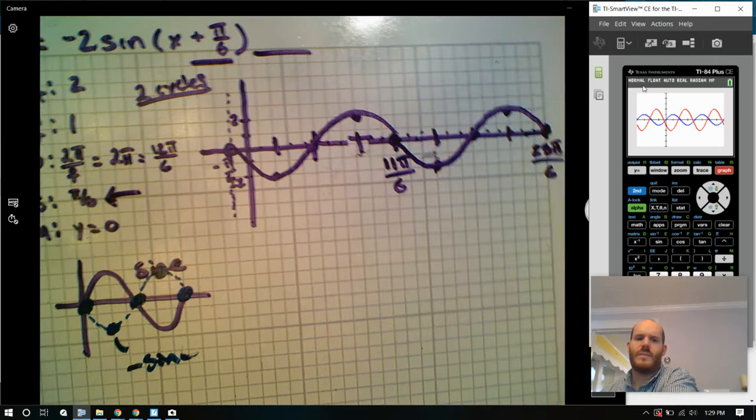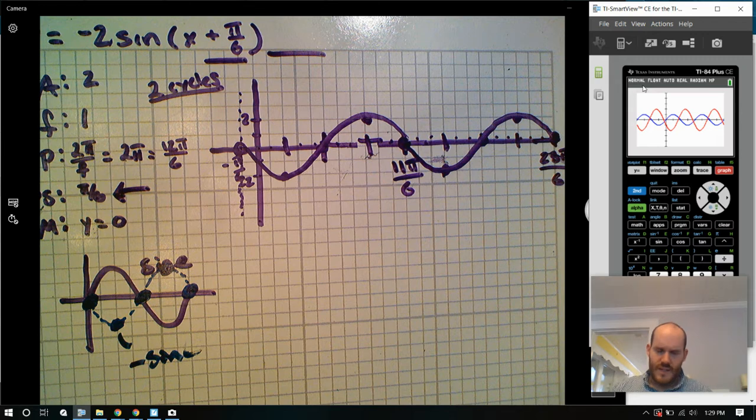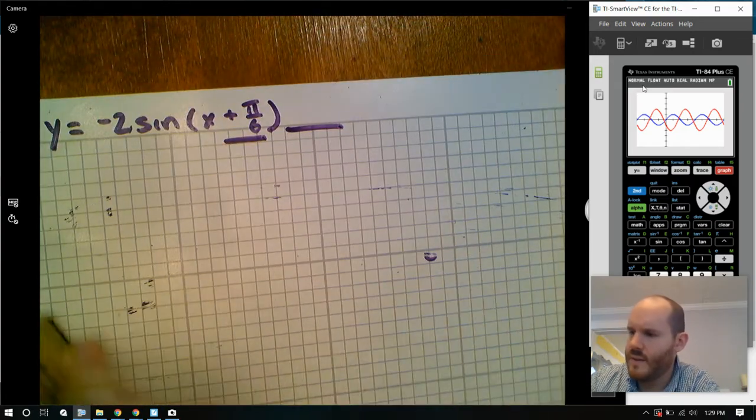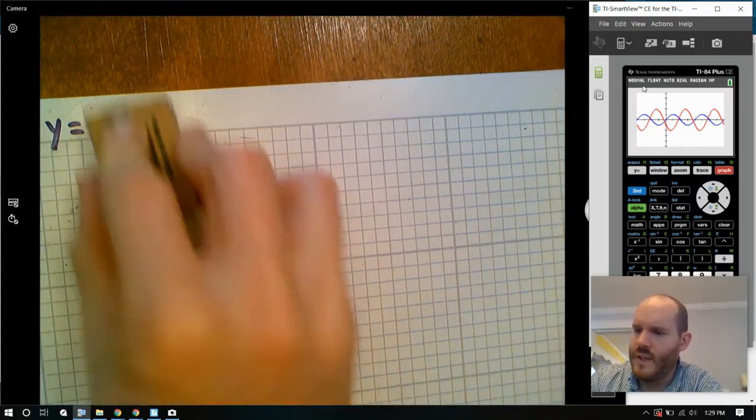Okay, and there's my 2 full cycles of my sine graph. Okay, I'm going to hop right into the next example. So I'm going to erase, fill in the next equation.